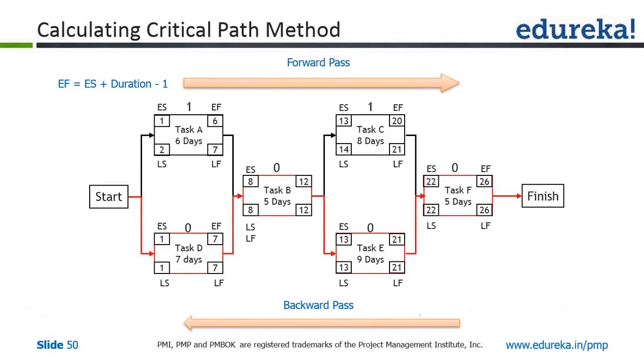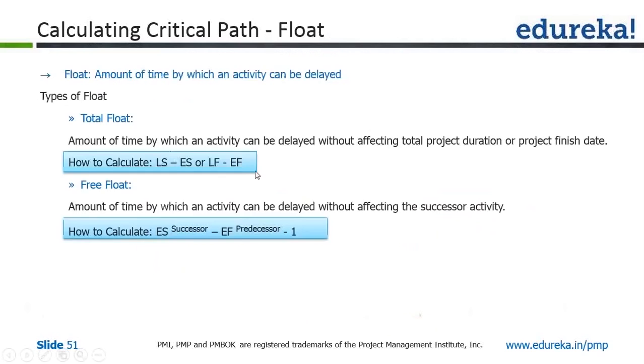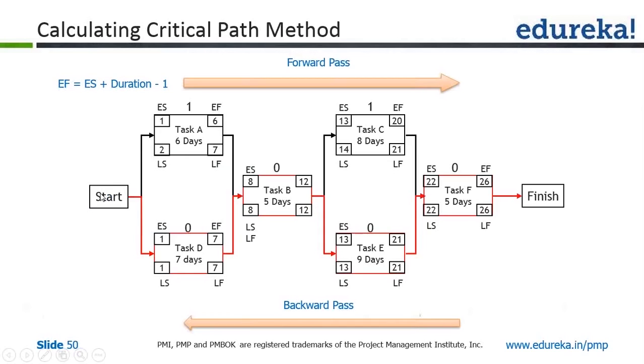22 minus early finish of the predecessor. Which is the predecessor activity here? C. So 22 minus 20, and because we are using day 1 as our base or the starting day, we need to do minus 1. So 22 minus 20 minus 1 is your 1, which is your free float. In this example, our total float and free float is same. But you may get a very complex question in the PMP examination where it will be different.